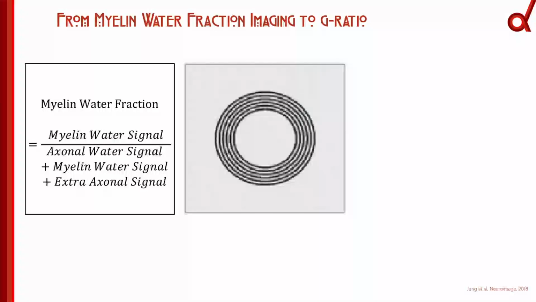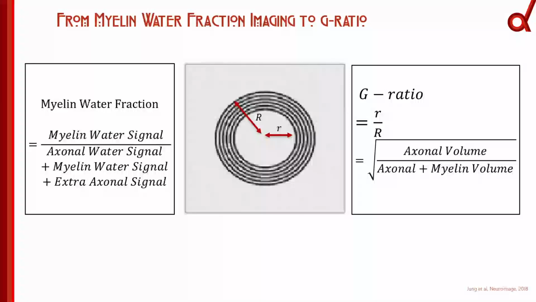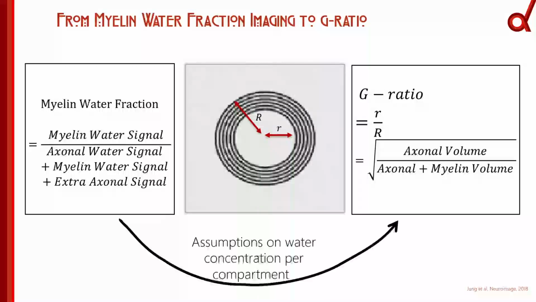G ratio is something different. G ratio is about volumes, actually. You can see it as a ratio of the radius, but you can also see it as a ratio of the axonal volume versus the axonal plus myelin volume. That's another way of expressing the G ratio. So you can try to do some kind of calibrations based on assumptions about the concentration per compartment, and you can convert the measures that you have from myelin water imaging into G ratio maps.